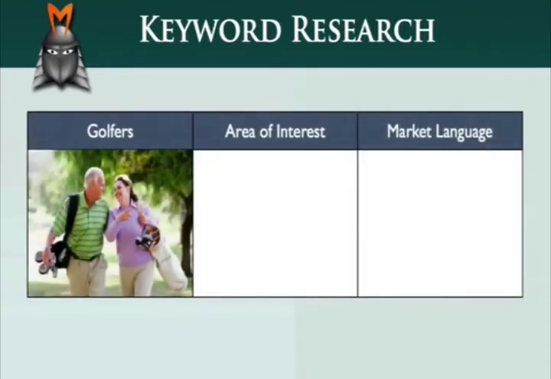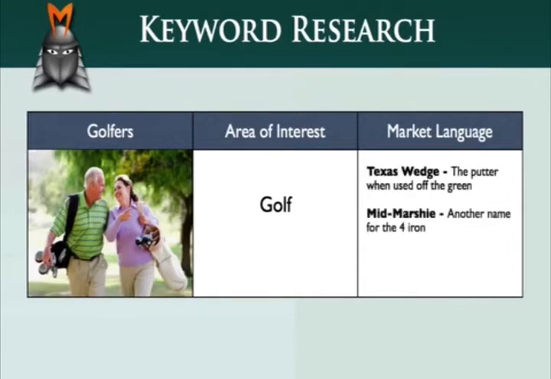And finally, let's take a look at the golfers market. Their area of interest is, of course, golf, and some examples of their community-specific language include a Texas wedge, a mid-marshy, and an apron. Once you understand this concept of a market as a community with its own internal language, you'll quickly realize that there are hundreds and thousands of different markets out there waiting to be explored.